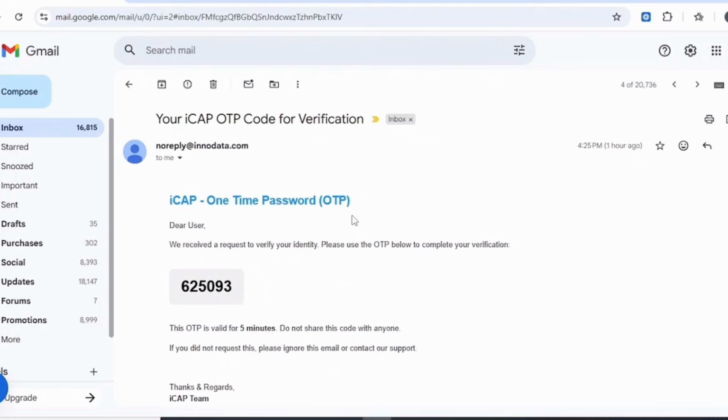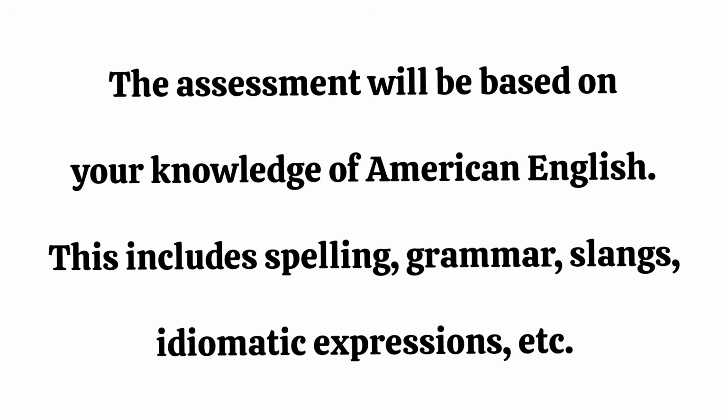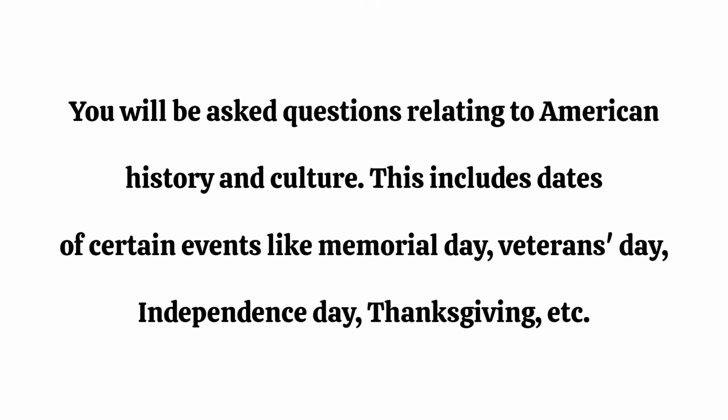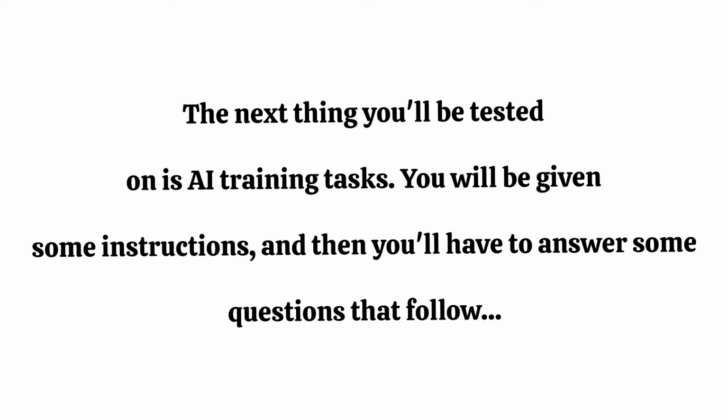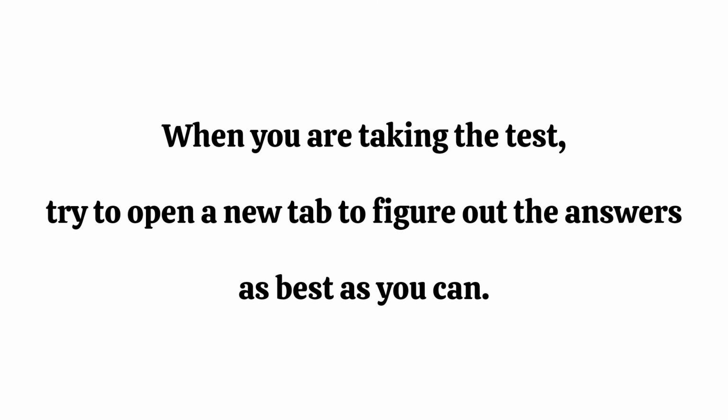Please also know that when you are trying to log in, you'd be sent an OTP, which is a one-time password, a 6-digit code to put in. So once you've put in your OTP, that is when you'd be able to take your assessment. So the test is going to be mainly based on American English. What I mean is you'd be tested on your knowledge of American grammar, punctuation, idiomatic expressions, common slangs, and the likes. You would also be tested a bit on American history, after which you would then be tested on AI training tasks. But you do not have to worry because you'll be given instructions to read.